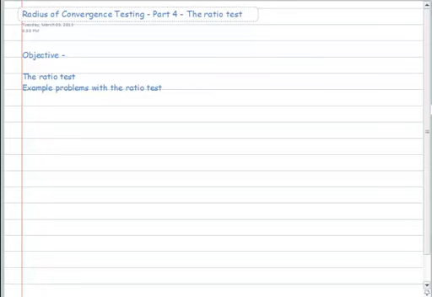Hello class, here we are again, and we're back to the fourth part of this section on radius and convergence testing. What we're going to do is talk about how we use a ratio test to find out if our series converges. So let's start off with what the ratio test is.